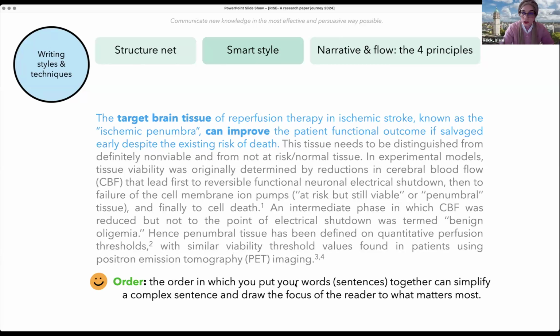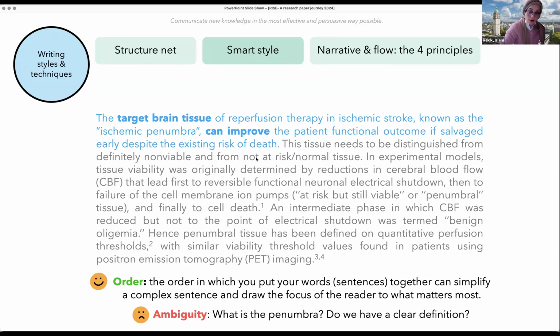The order in which you put your words and sentences together can simplify a complex sentence and draw the focus of the reader to what matters most. And ambiguity: what is the penumbra? Do we have a clear definition? Well, here we do. Earlier it was very ambiguous, but here we do, because this is the tissue that can be salvaged despite the existing risk of death. It can die completely and go into necrosis, but here it could be saved. All right.